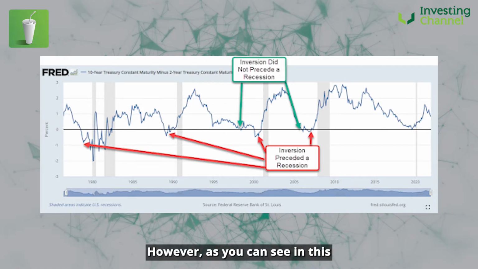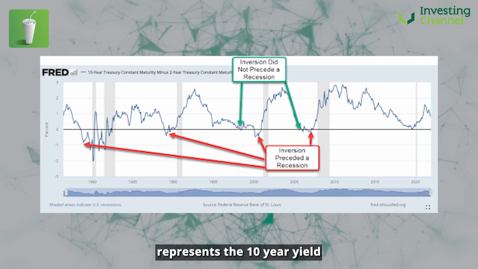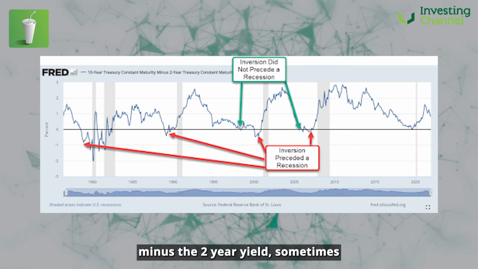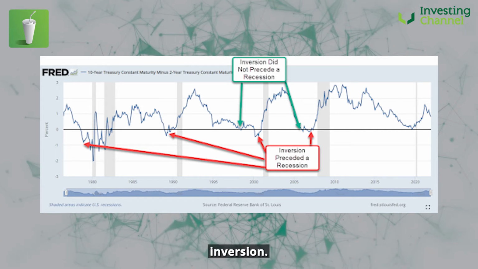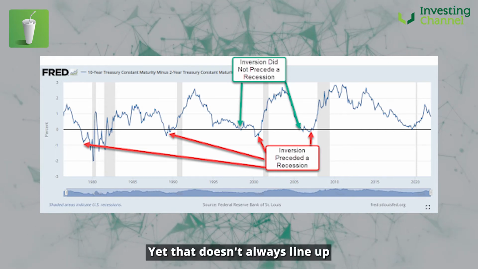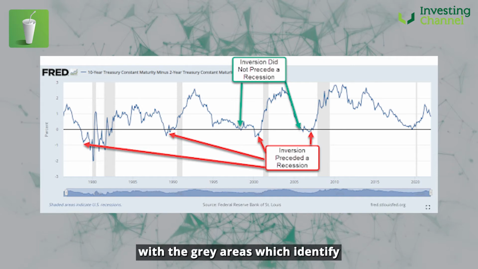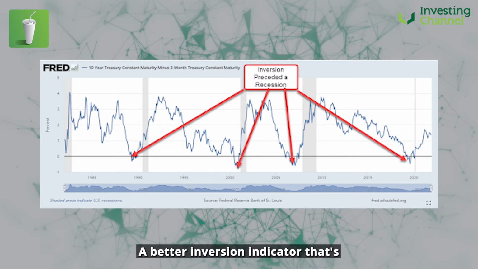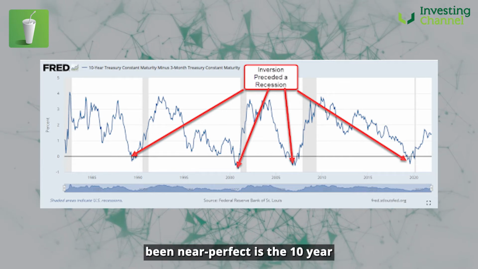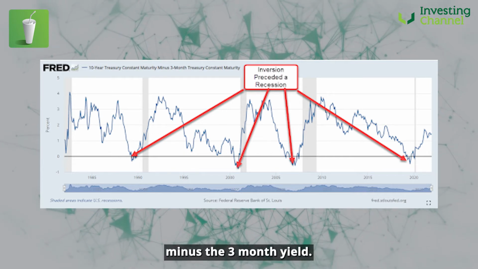However, as you can see in this first graph, the line which represents the 10-year yield minus the 2-year yield sometimes falls below zero, signaling an inversion. Yet that doesn't always line up with the gray areas, which identify prior recessions. A better inversion indicator that's been near perfect is the 10-year minus the 3-month yield.